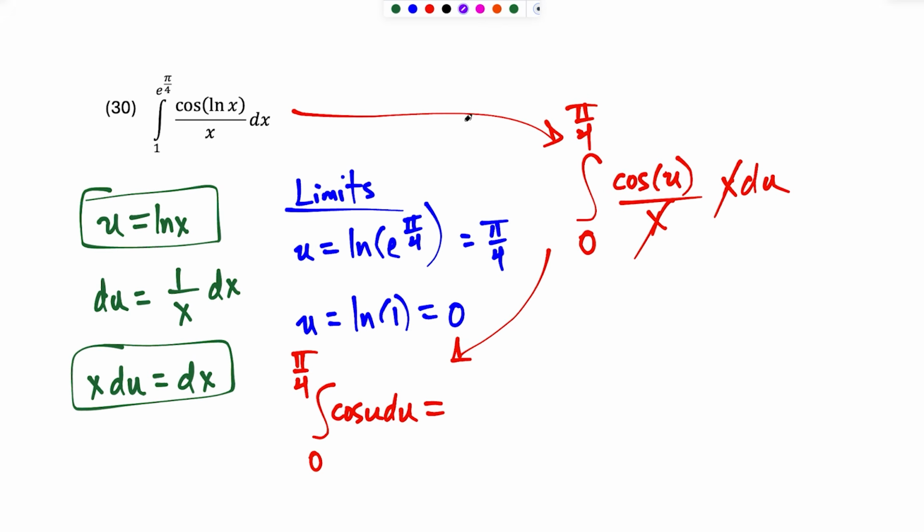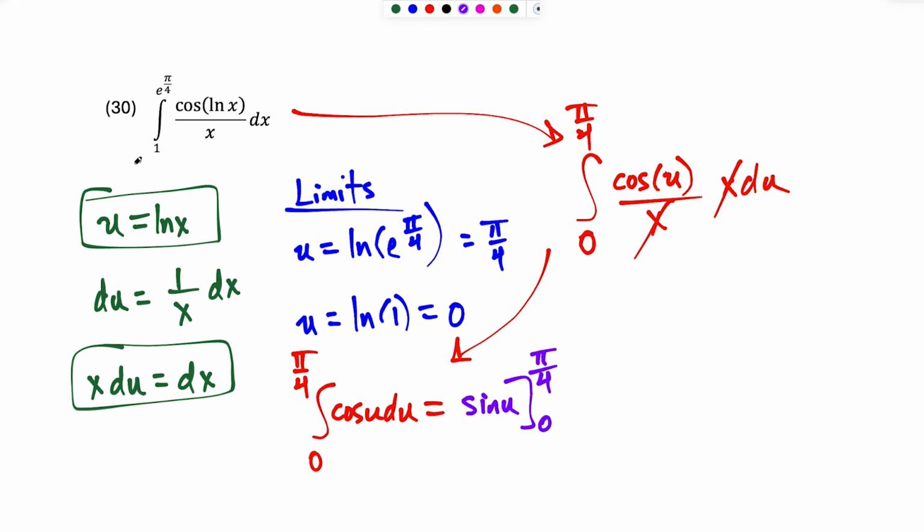So from here, we just use the fundamental theorem of calculus. We do the antiderivative of cosine u, which is sine u, and then we're evaluating from these new limits from 0 to pi over 4. Okay, what's nice about finding new limits is you're able to just evaluate your new integral, and you don't have to switch back in terms of x.